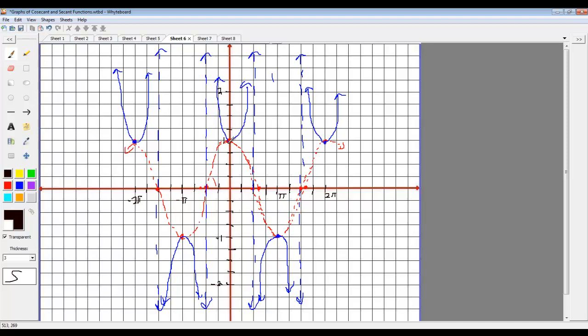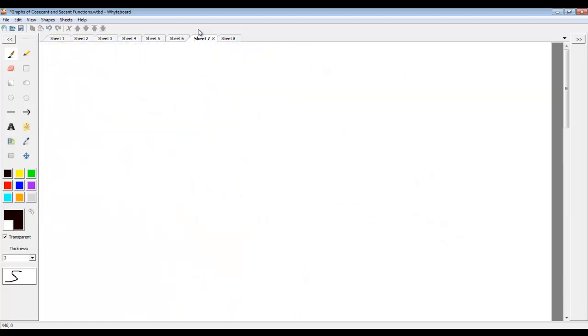Okay, let's graph one more of these secants just to make sure we're good. Then maybe we'll stick one in the calculator and look at it. Let's graph y equals 2 secant 2x. But to do that, let's first graph y equals 2 cosine 2x, and then use that to help us figure out what 2 secant 2x should be.